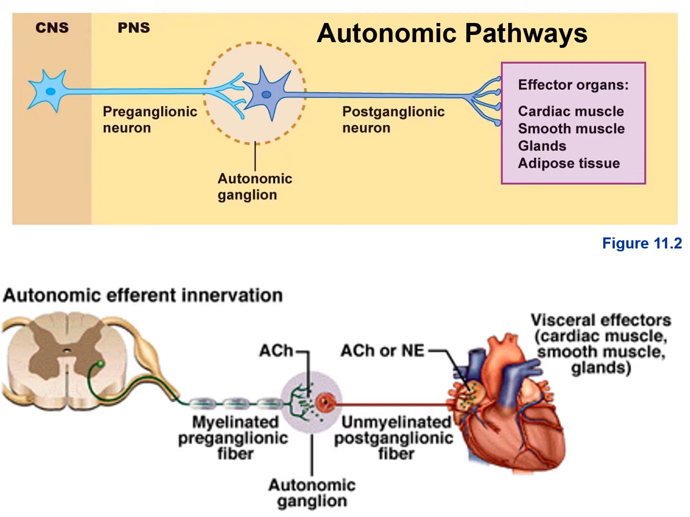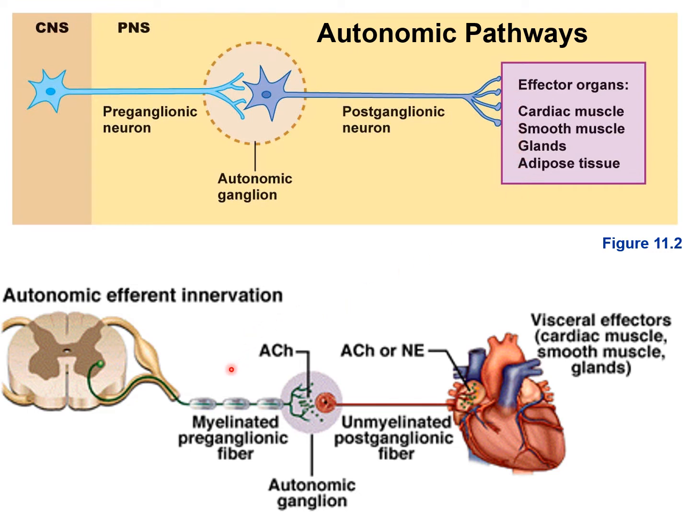This picture shows the two autonomic neurons. We've got the preganglionic neuron cell body starting in the central nervous system, whether that's the brainstem or the spinal cord, and then it will travel out into the peripheral nervous system where it will synapse with the postganglionic neuron in the autonomic ganglion, and then the postganglionic neuron will synapse with the effector organ, so whether that's the cardiac muscle, smooth muscle, a gland, or adipose tissue.